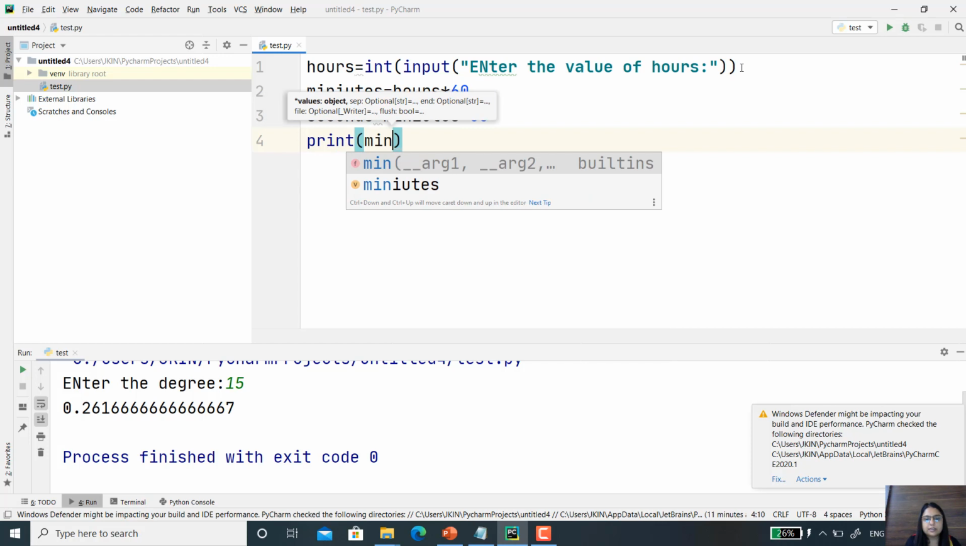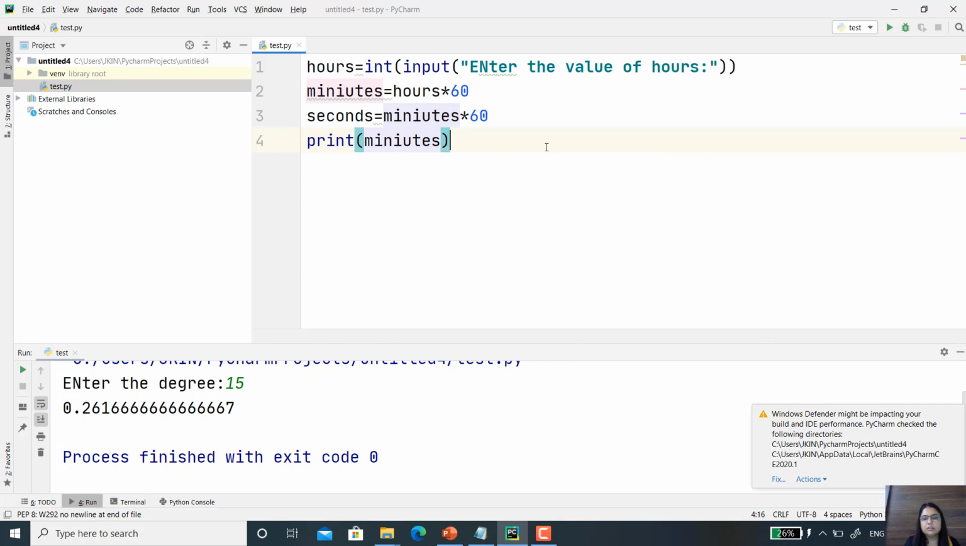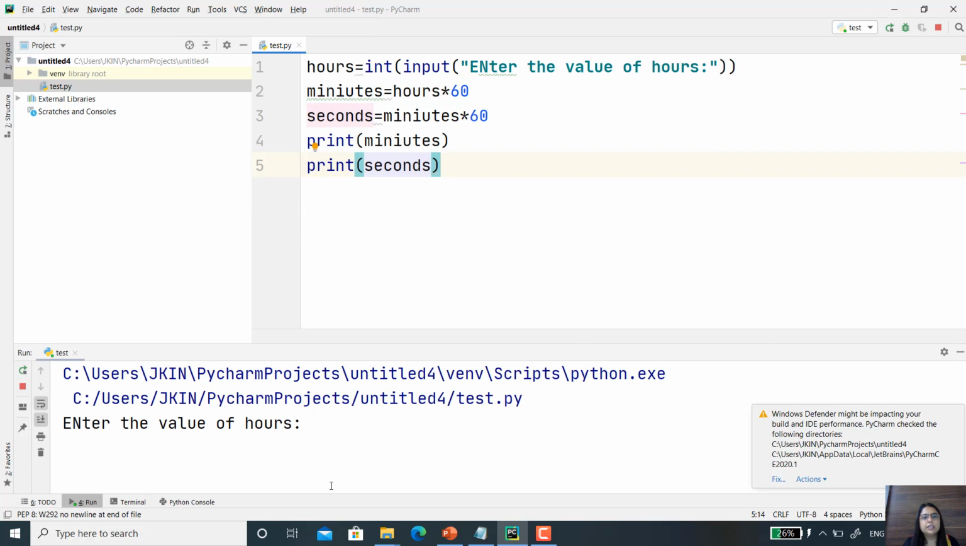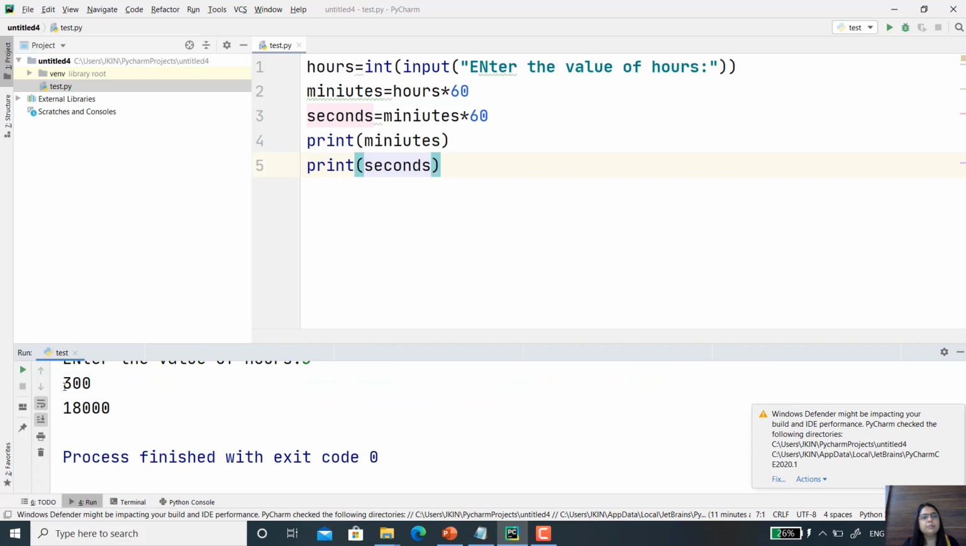And we want to print minutes as well as seconds. So I write print minutes, and then print seconds. Now let's run this code. Here first of all I entered the value of hours equal to 5. Then the minute is what? Because the first command is print minutes, the minute is 300. And the second command is print seconds, and the value of seconds is 18,000. Right?